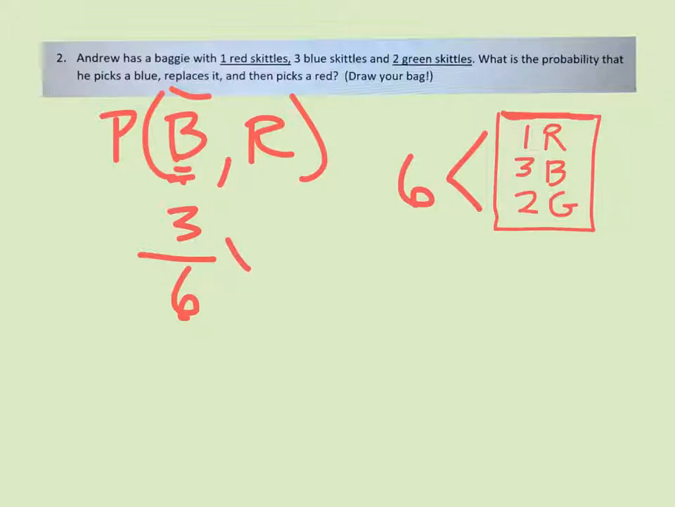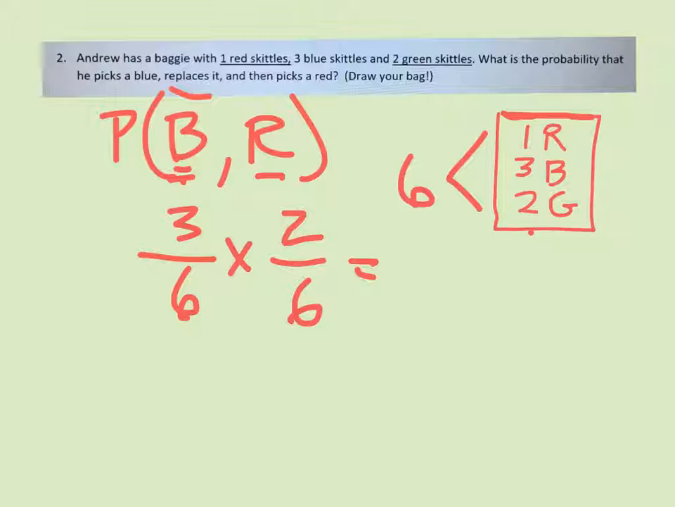All right, times, what is the probability of getting the red? Well, first of all, we're going to put that blue one that we took out back in, and so we still have the same amount in the bag, and now we're going to pick out a red. So the probability of getting a red is 2 out of 6.